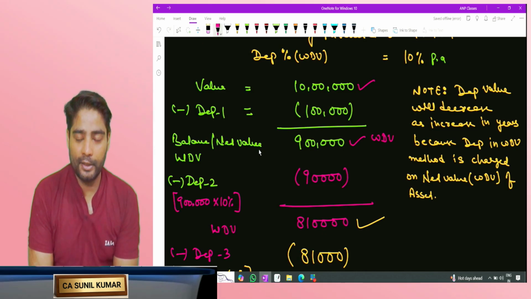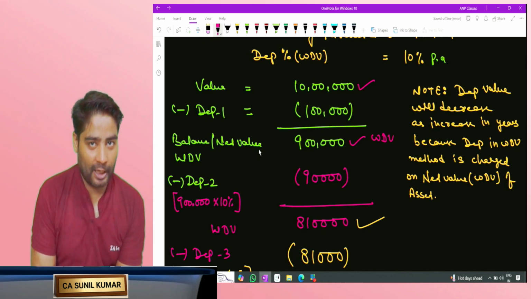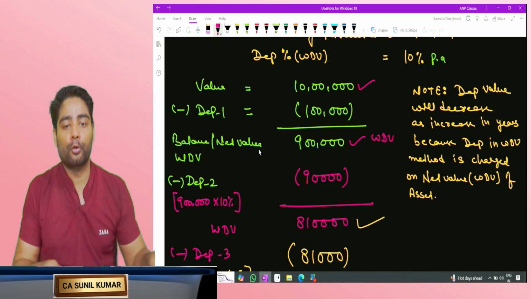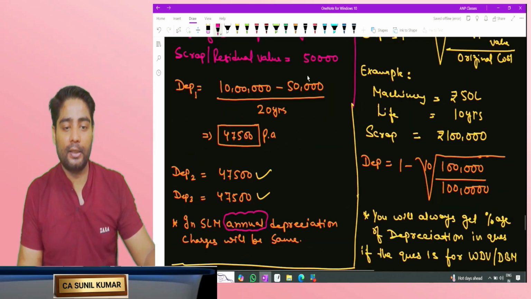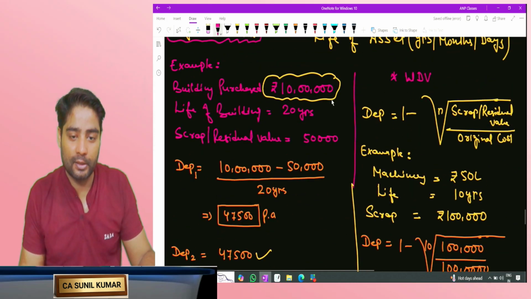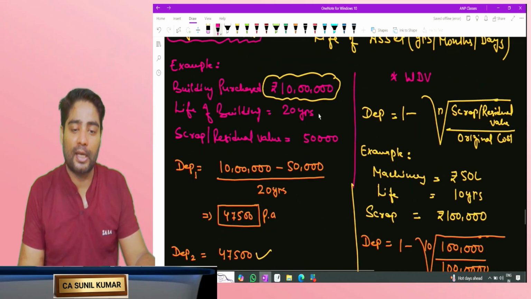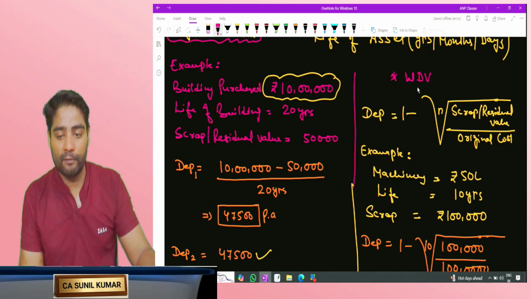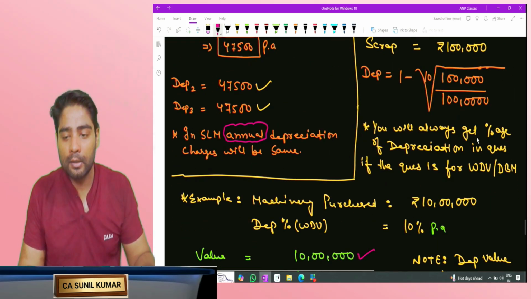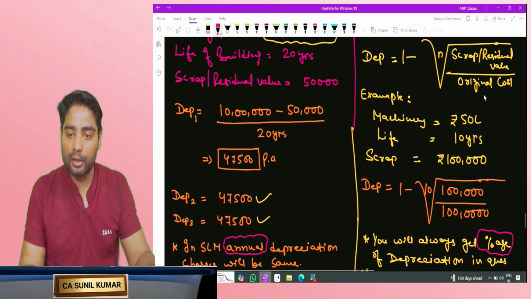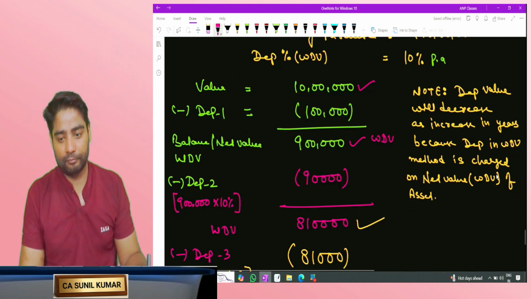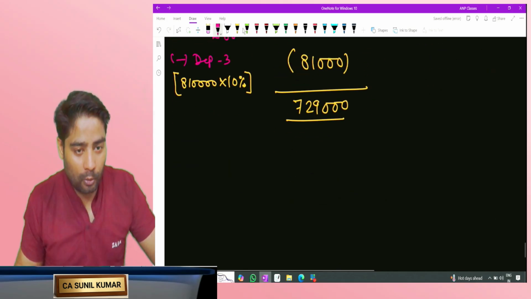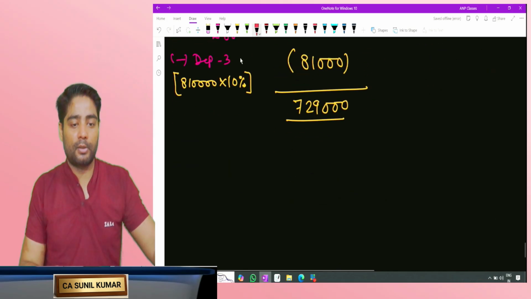So we will read two methods. One is the straight line method. If we get a question on the straight line method, then in the question he can give us the original cost, the life, and the residual value. But if the question comes for WDV, he will always give you the percentage, because we cannot calculate this in a simple calculator. Okay.